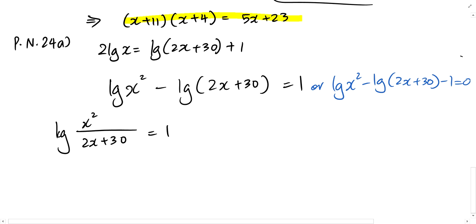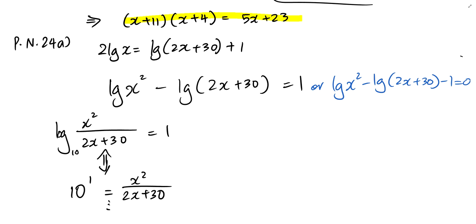So there's actually a 10 over here, isn't it? Which means that 10 must be equal to x squared over (2x + 30). This is one way of looking at it. The other way is, since logarithm is dealing with the powers, convert it to our exponential form. 10 to the power of 1 equals x squared over (2x + 30). They are the same thing. So this is going to be quadratic. You work out the answer yourself for x.